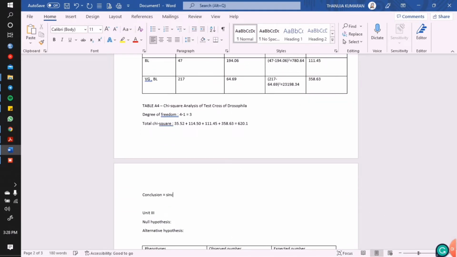So the conclusion is, since the value of the total chi-square, 620.1, is higher than the level of significance 0.05, the null hypothesis is rejected. Therefore, there is a significant association between the variables.